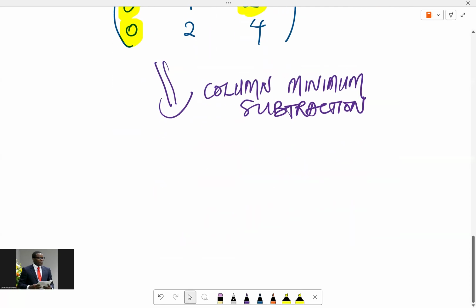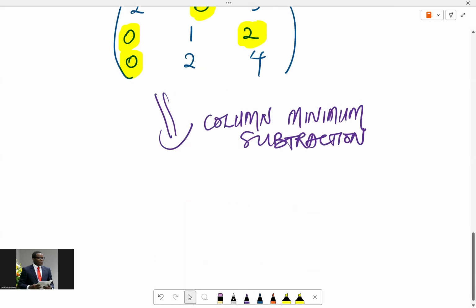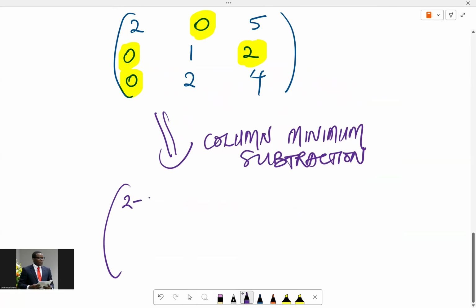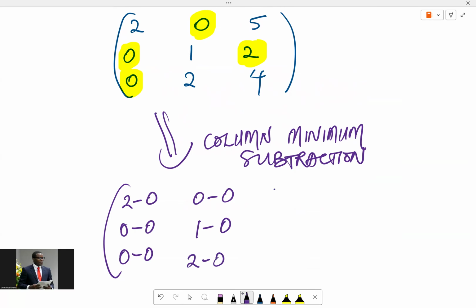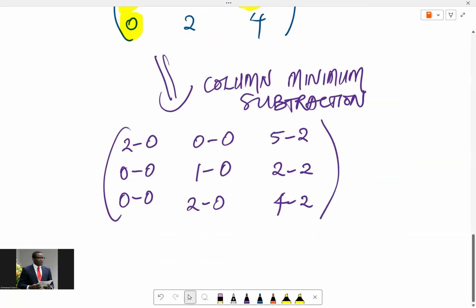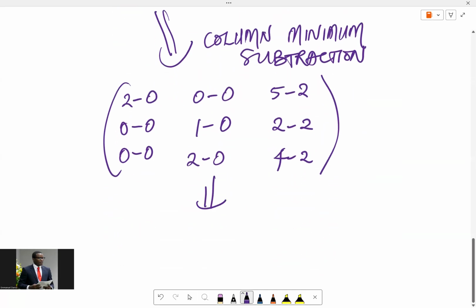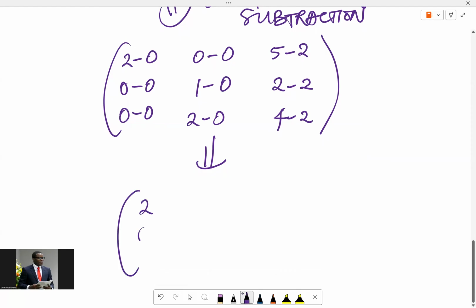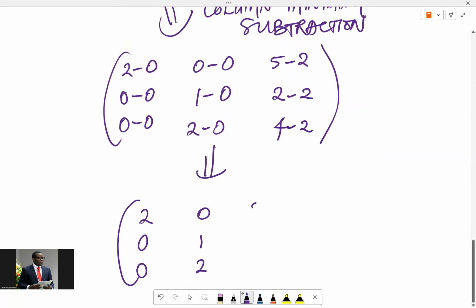So we go ahead and say that we have 2 minus 0, 0 minus 0, 0 minus 0 there. Then 0 minus 0, 1 minus 0, 2 minus 0. And here we have 5 minus 2, 2 minus 2, 4 minus 2, like that. That leads us to 2 minus 0 is 2, 0 minus 0 is 0, 0 minus 0 is 0, 0 minus 0 is 0, 1 minus 0 is 1, 2 minus 0 is 2. Then for the last column, we have 5 minus 2 is 3, 2 minus 2 is 0, 4 minus 2 is 2.